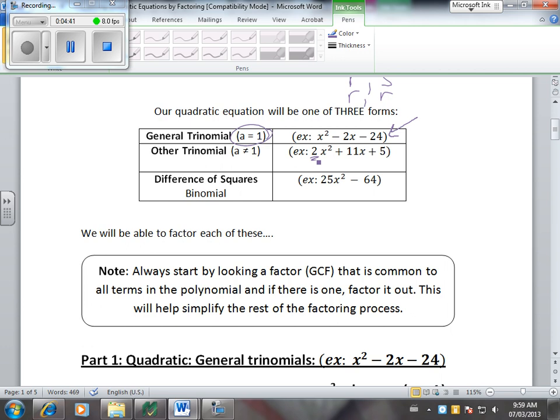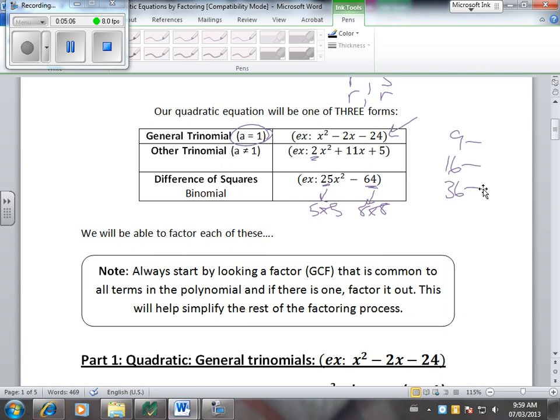So you'll notice that 25 and 64 are squares, which means this is 5 times 5, and this is 8 times 8. So other perfect squares would be 9, 16, 36, things like that, because this is 3 times 3, 4 times 4, 6 times 6. So anything that, when you see 2 perfect squares, we call that a difference of squares.